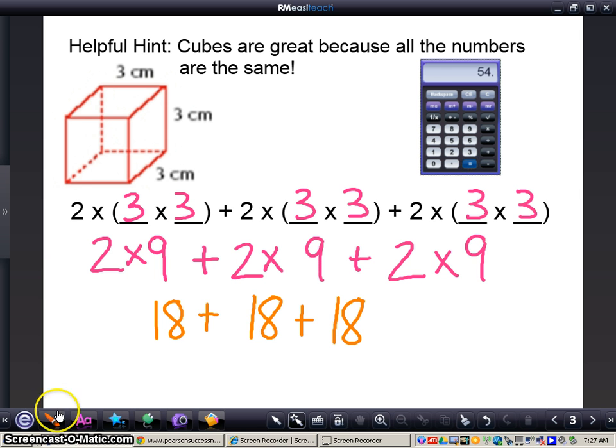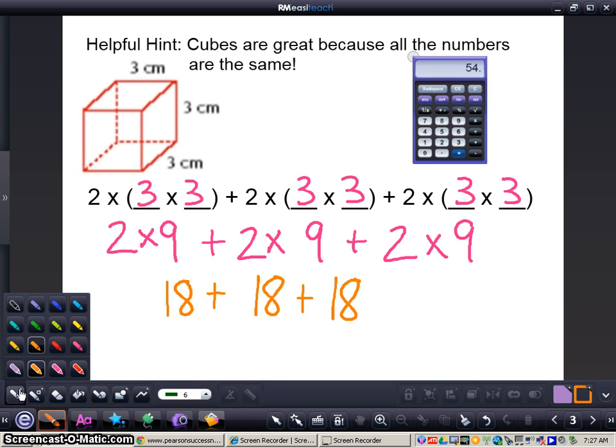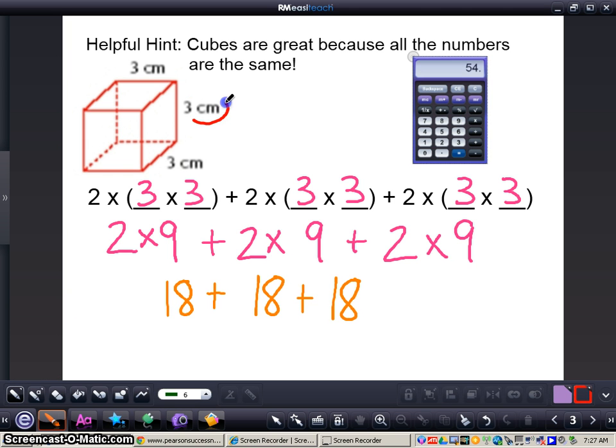So I'm going to write my answer in red here. 54 what? 54 centimeters. Remember, it's square units since we're dealing with area. So it'd be 54 centimeters squared. So once again, we like working with cubes. Why? Because all of the measurements are the same. We can just plug in all the measurements right in our formula there.